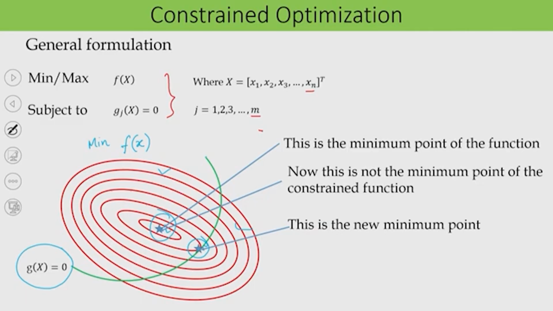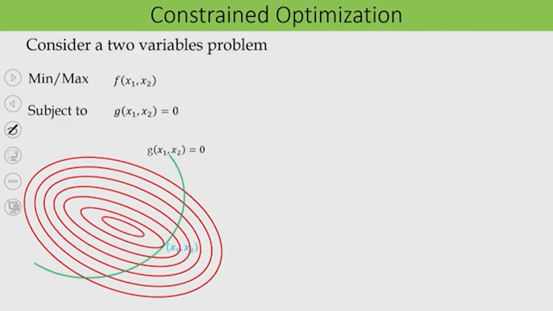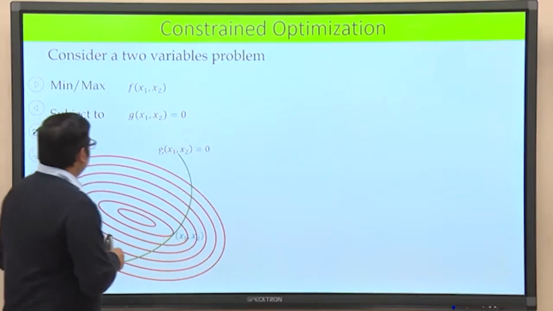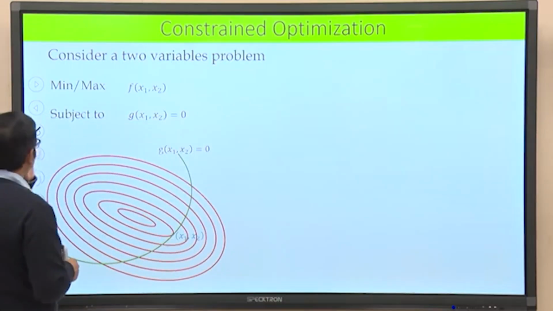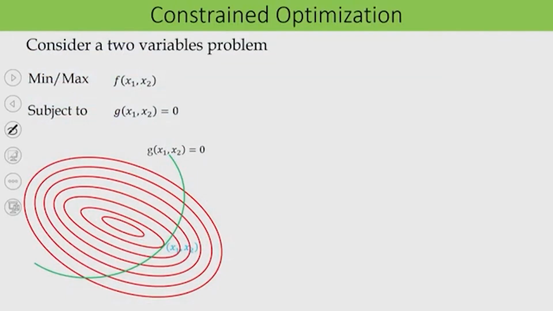Now, let us see how we can find out the necessary and sufficient condition for optimality in the case of a constrained optimization problem with an equality constraint. So, let us take the same example problem. The only thing is that I am considering here a two variable problem, just to introduce the concept.